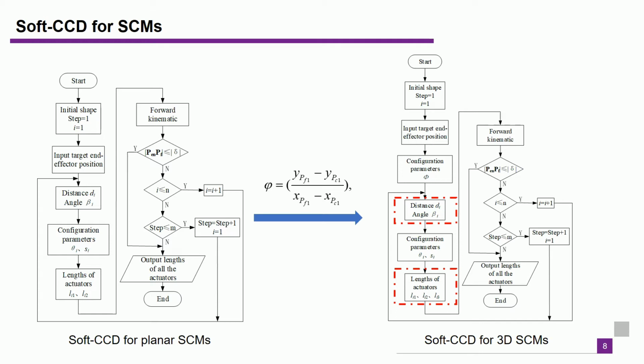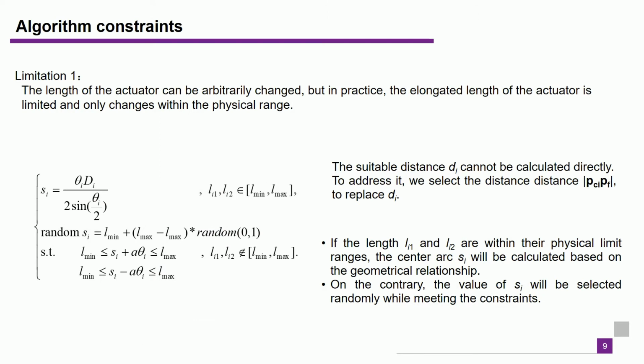By updating the configuration parameters and forward kinematics of each segment in turn, the algorithm can quickly find a good inverse solution. In addition, by adding the torsion angle into the diagram, the algorithm can be extended to 3D SCMs. However, for engineering applications, there are still several limitations. To solve these limitations, we designed several algorithm constraints.